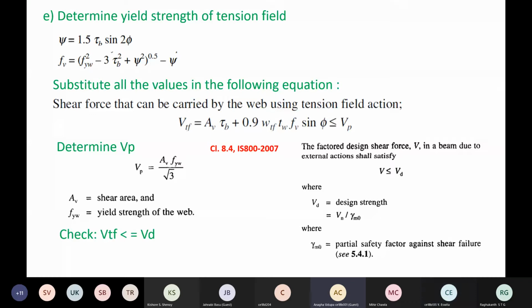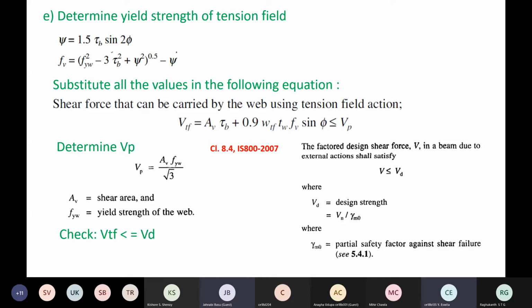196. Okay, according to psi and phi, I think it will vary. When I calculated, it is around 185 point something. You can recheck your calculation and see what values you're getting. So after you have all the values A, V, tau b, then WTF, tau w, Fv, you can substitute them here and find out what VTF is. It is the shear force that can be carried by the web. So calculate it and let us know the VTF value.